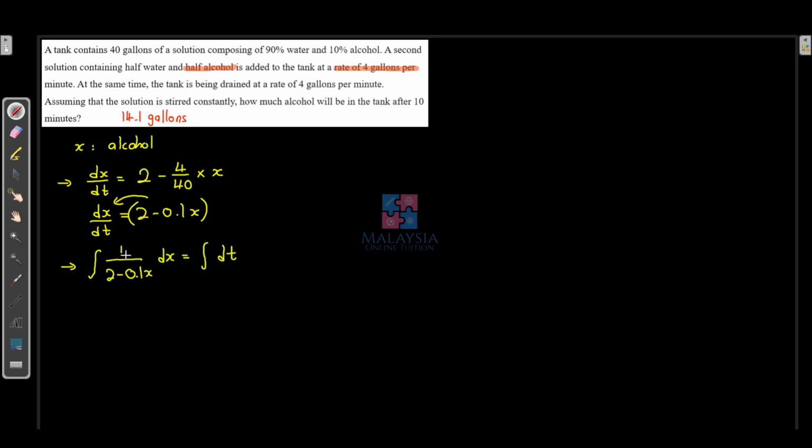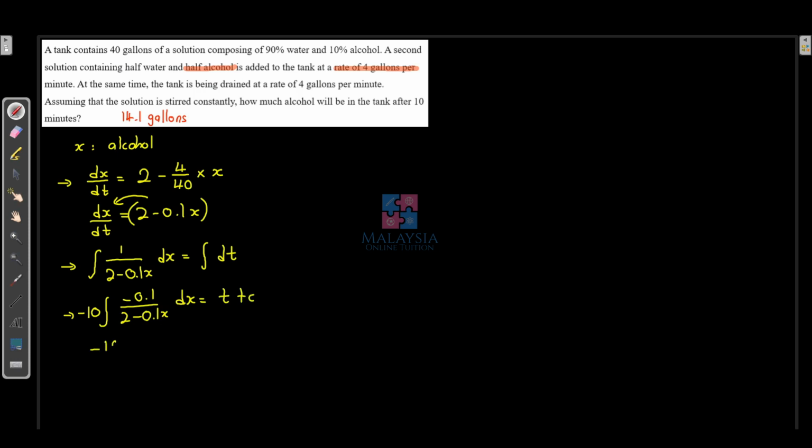Okay, so on the left you can see that the differentiation of the denominator is going to give us negative 0.1, but we don't have negative 0.1 on top. So that's why we need to modify. So we get negative 0.1 on top. In order to do that, we need to take out negative 10. And how do we know this is true? When negative 10 multiplies with negative 0.1, you will get again the 1 that we have on top originally. Equals t plus c on the right-hand side.